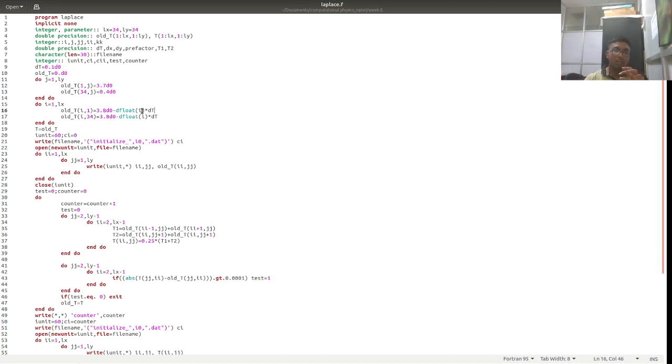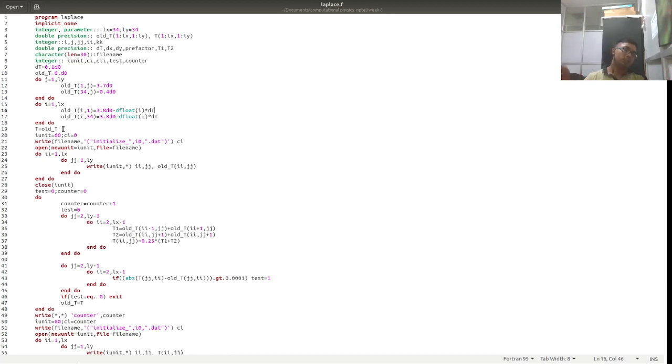So if i is 1, then d float will be just 0.1, so there is the decrement. So 3.8 minus 0.1 will give you 3.7. In a similar way, if you reach the lx point, which is 34, then 3.4 is subtracted from 3.8 and that will give us 0.4, and that is what the question suggests. In the same way we can have that profile of temperature at the y equals 34 boundary line also. And then we have another array, which is the t array, the temperature array.